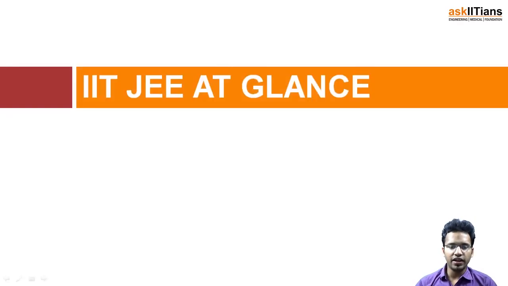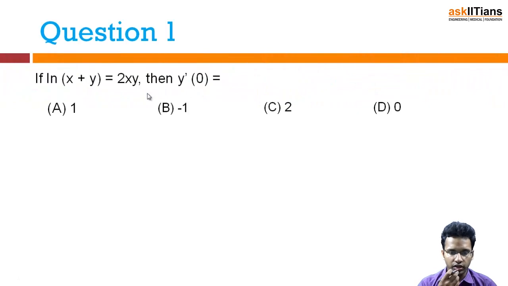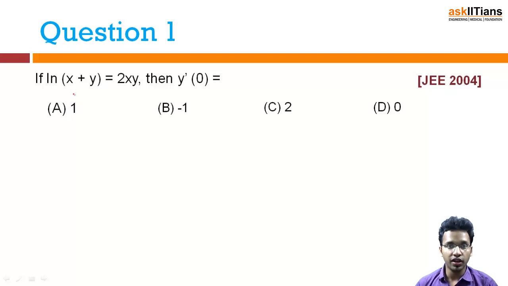Let us have IIT-JEE at a glance. Starting with the first question quickly, without wasting any time. This question came in JEE 2004. Now you will be surprised: oh my God, this kind of question. This is so easy. One of the easiest questions that we can expect in JEE. Implicit function, if you remember that concept. Then we have to calculate y dash at 0.